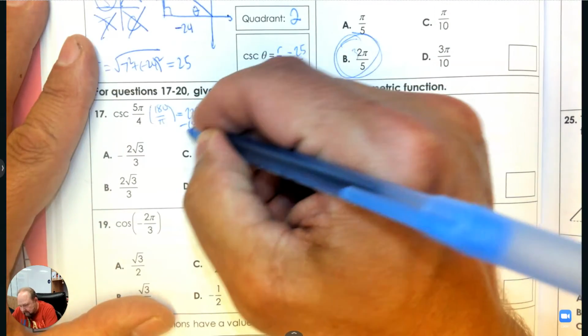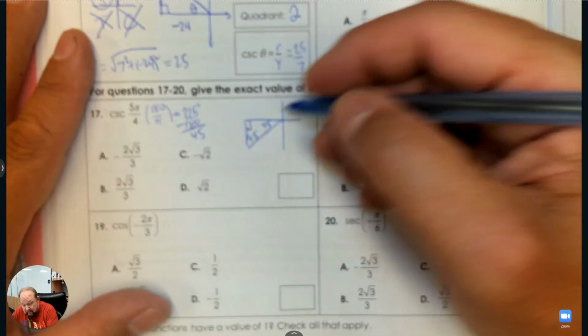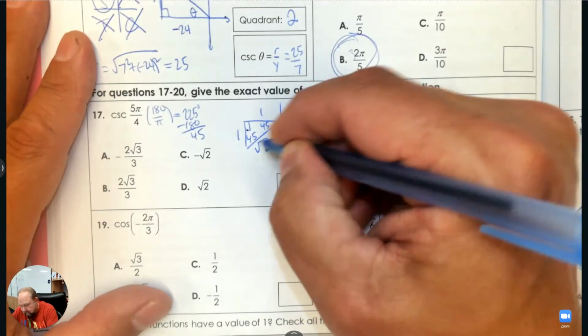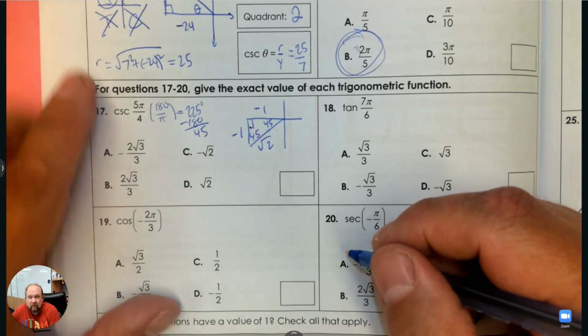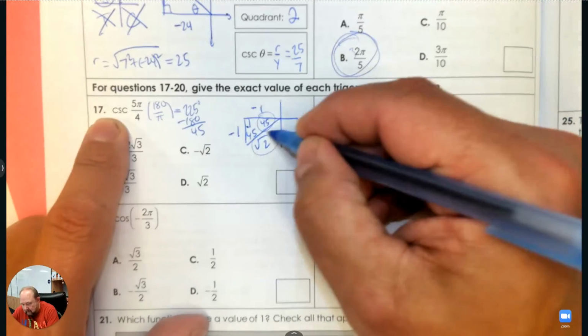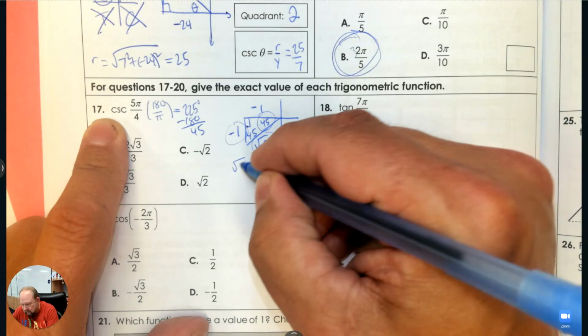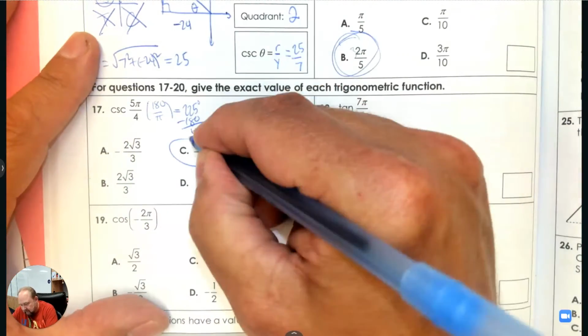Subtract 180 to find the reference angle. So that's 45. That means the other one's 45, and I'm going to label it. And in quadrant 3, both of them are negative. So to find cosecant, take 45 and its hypotenuse over opposite. So it's root 2 over negative 1 or negative root 2. So the answer is C.